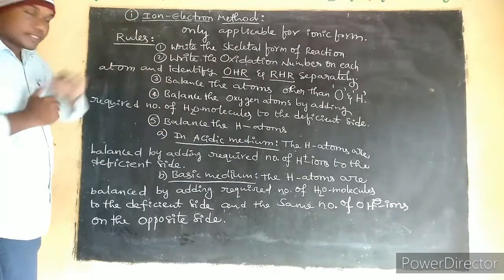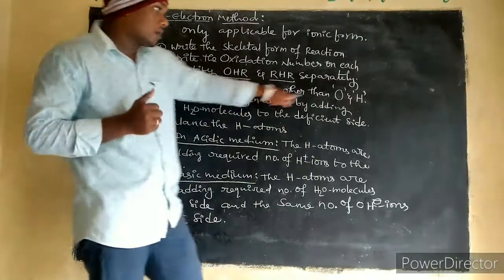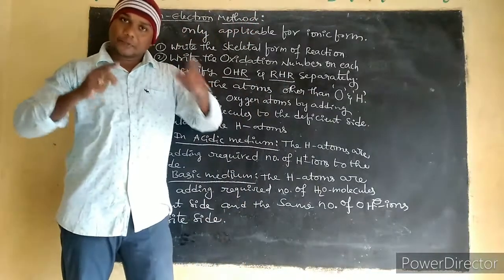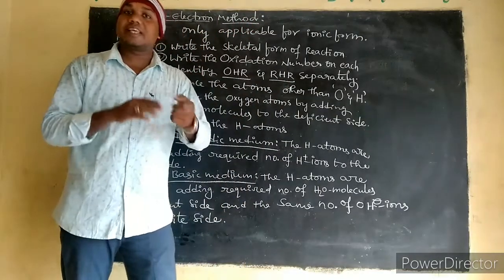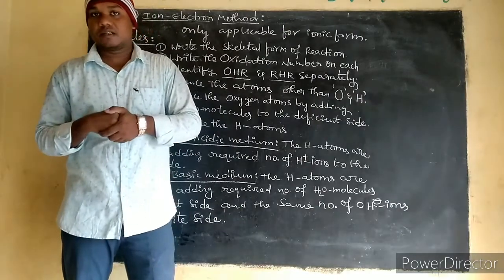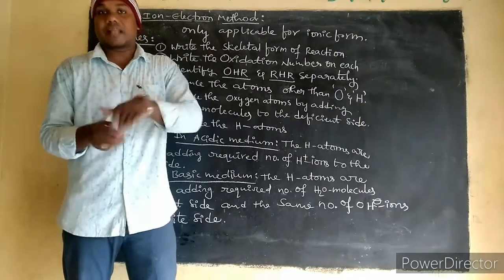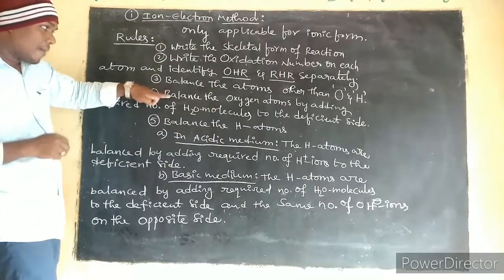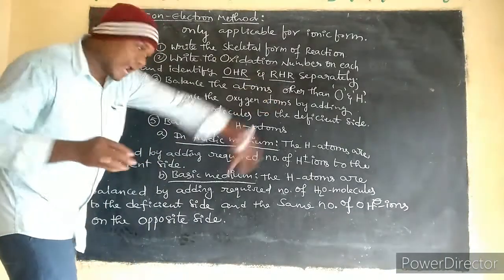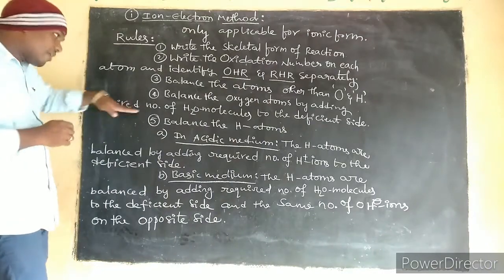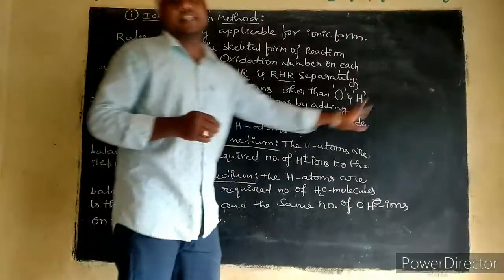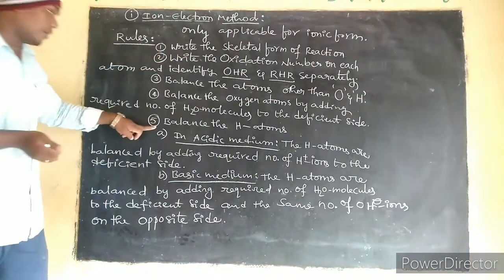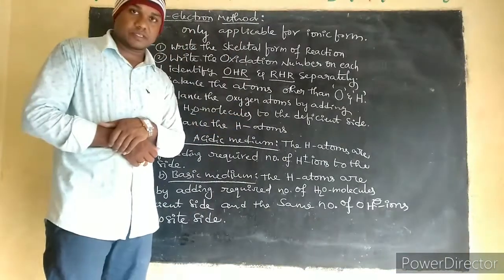Next, the third one is balance the atoms other than oxygen and hydrogen. Means except oxygen and hydrogen, if there is any atom present, then we have to balance for that atom. Correct? Now, the fourth one is balance the oxygen atoms by adding required number of water molecules to the deficient side. Correct? Next, the fifth one is balance the hydrogen atoms.